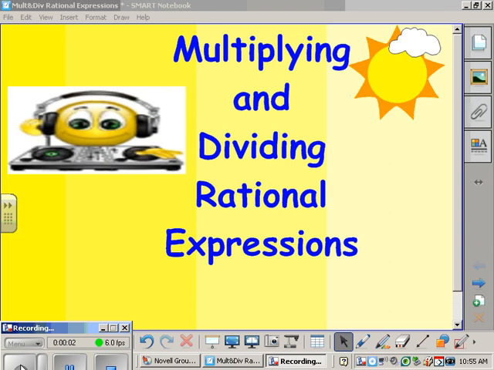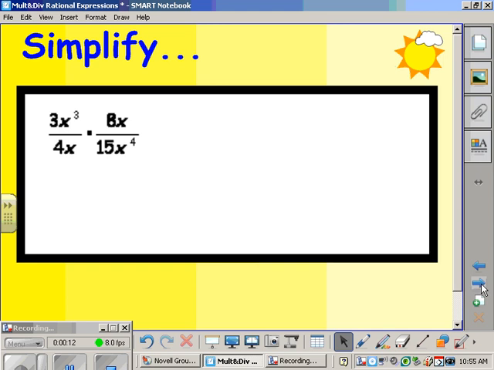In this lesson, you will learn how to multiply and divide rational expressions. Let's take a look at some examples that better explain this concept. In this particular problem, you're going to multiply these rational expressions together. There's a couple of different ways you can approach this problem.